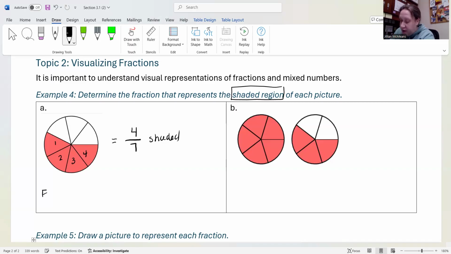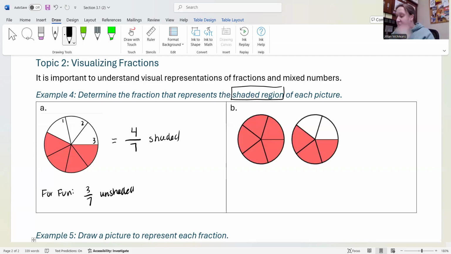Now, just for fun, what fraction represents the unshaded region? Okay, so the region that's not got color added to it. So if we were going to look at the unshaded region, we have 1, 2, 3 pieces out of 7 total. So 3/7 is unshaded. And if you think about this, we have 4/7 shaded, 3/7 unshaded. The combination of the two is 7/7 or one whole figure.